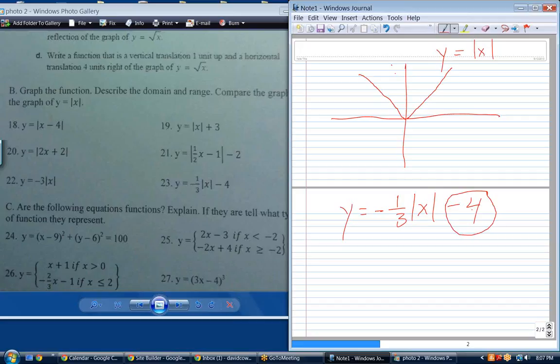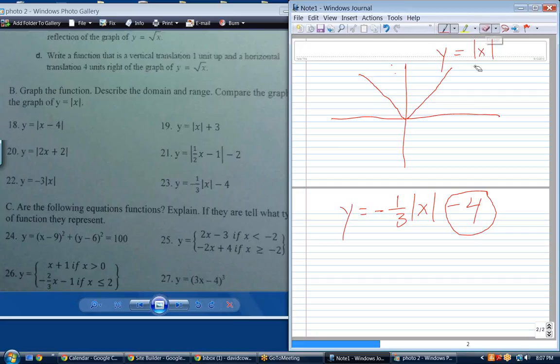What's the negative 4 do? For number 23? Yeah, what's the negative 4? Go to the right 4 times? No? Remember when the number is on the end? Oh, yeah, it goes down 4. Okay.